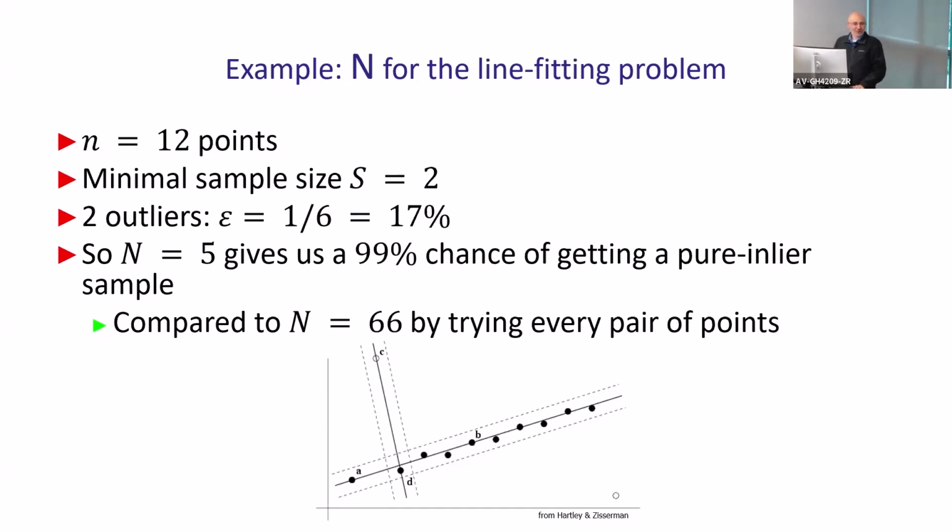All right? So instead of 66, you actually need only 5, which is an order of magnitude smaller than the overall number of possible pairs. You don't need to check all of them for that algorithm. Any questions? All right.